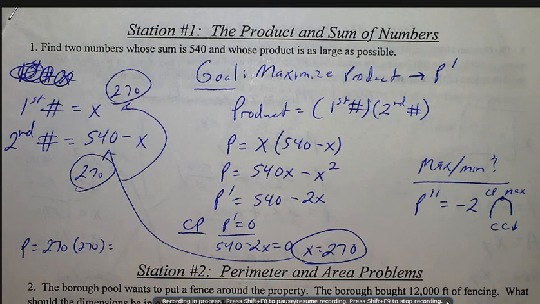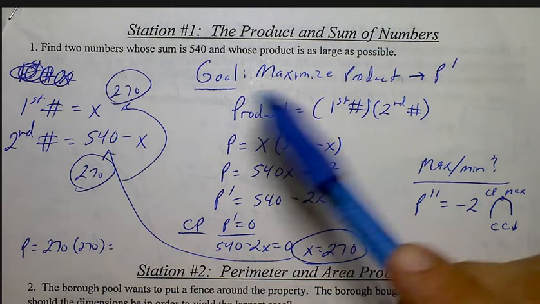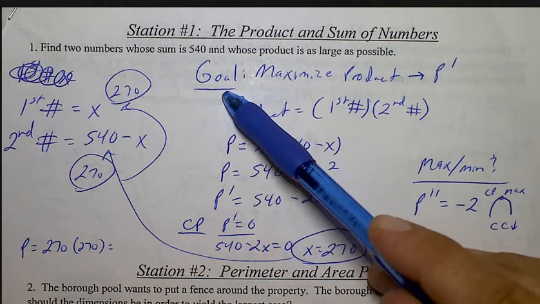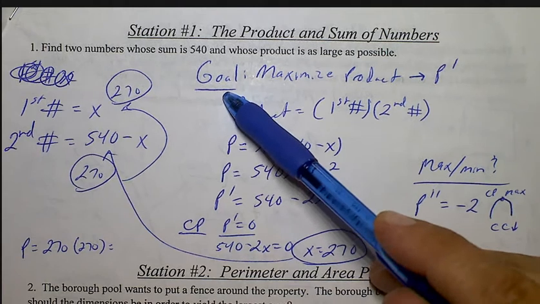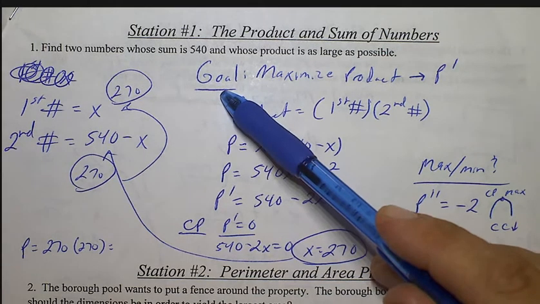This video is going to be from the review set of stations for optimization, just going over the solutions. Whenever you're doing these problems, what you want to do first is write out your goal, so you understand where you're going with this problem and what you're going to have to be doing. Sometimes you're going to have two or more functions and you have to know which one you want to take the derivative of.